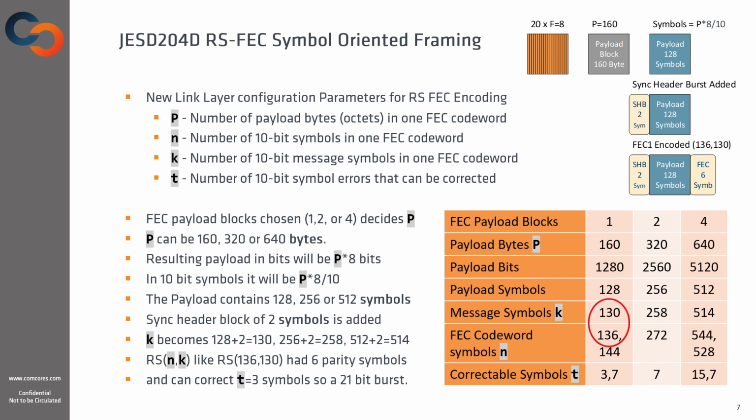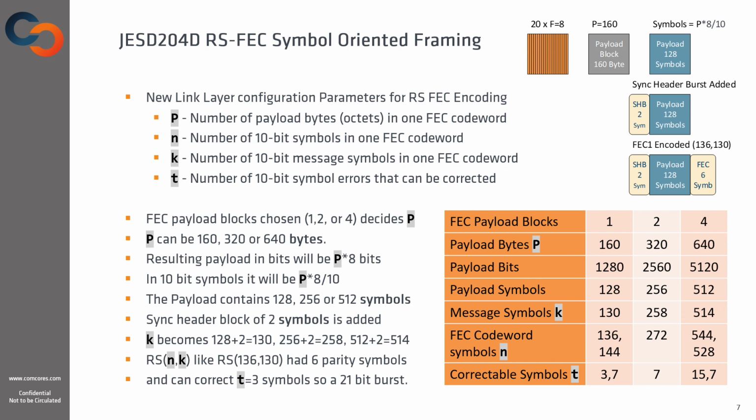The numbers here indicate the number of symbols in the FEC code word, 136, and the number of message symbols, 130. The message is 130 symbols because the RS-FEC also encodes the additional 2 symbols that are prepended to the payload as the sync header burst. I will explain the purpose of these 2 symbols in a moment, but let's just assume this happens. So 128 symbols in the payload becomes 130 symbols, 256 become 258, and 512 become 514 for the message.